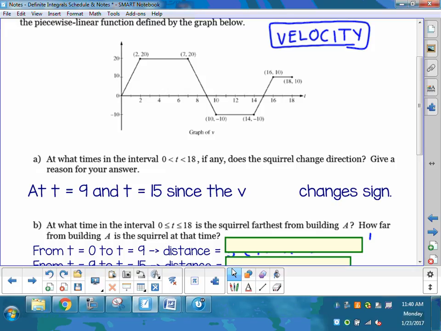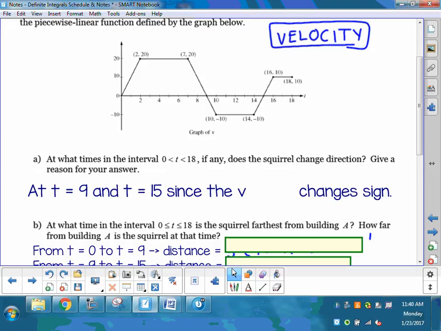How can we figure out how far away from the building it is at 9 seconds? Hands up, please, when you can tell me. This shows me you've got a good read on what's going on. Jason, how can you figure out how far the squirrel is from building A at 9 seconds? You're absolutely right. What shape is that? How do you find the area of a trapezoid? Perfect. You said it absolutely correctly.